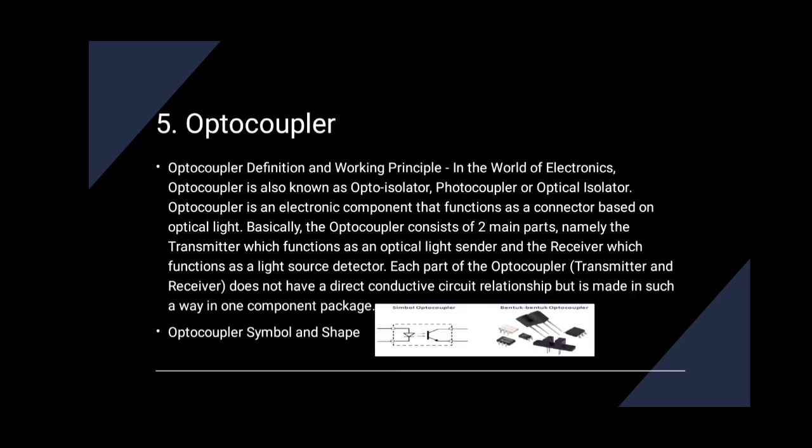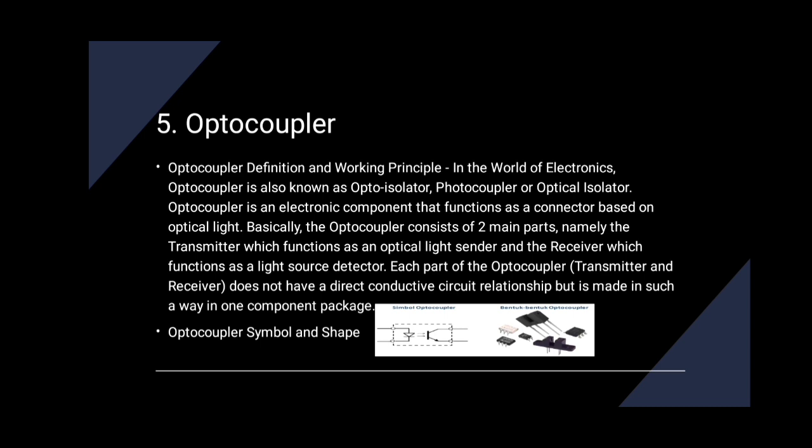Number 5. Optocoupler. Optocoupler definition and working principle. In the world of electronics, optocoupler is also known as optoisolator, photocoupler, or optical isolator. Optocoupler is an electronic component that functions as a connector based on optical light. Basically, the optocoupler consists of two main parts, namely the transmitter, which functions as an optical light sender, and the receiver, which functions as a light detector.